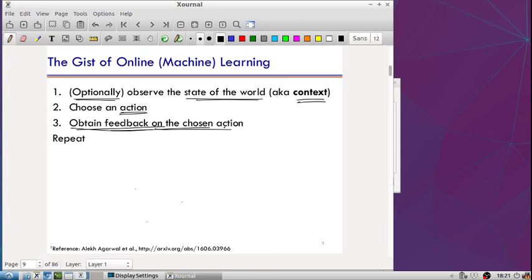So this is it. This is online machine learning. All the interesting stuff is how I go from a given context to an action, and how I take feedback into account while taking better actions in the future. Okay, that's it.